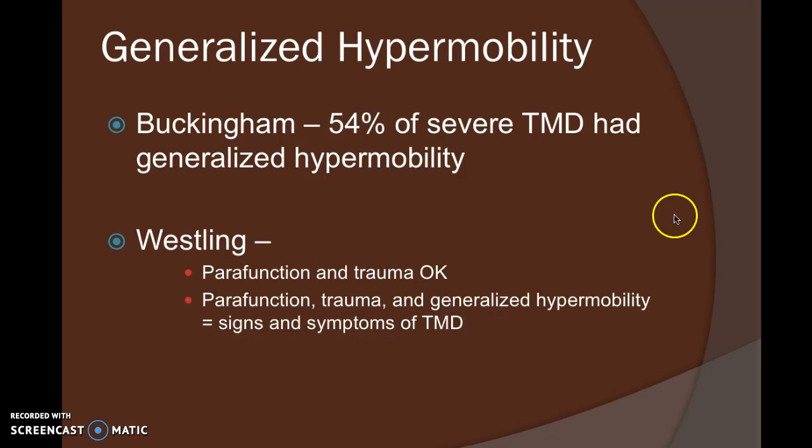So Buckingham did a study where 54% of patients with severe TMD had generalized hypermobility. Westling did a study where parafunction and trauma were okay, but if we add generalized hypermobility, we have more signs and symptoms of temporomandibular dysfunction.